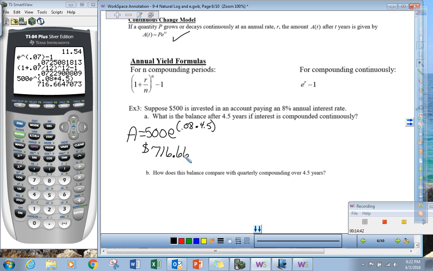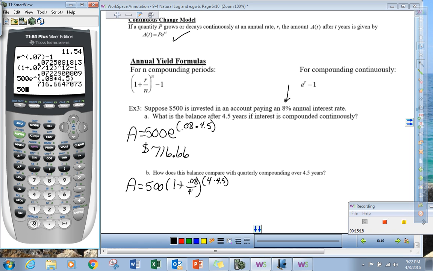The sad thing right now in today's market, there's nothing close to 8%, but we can do the math of it. Here goes part B. How does this balance compare with the quarterly compoundings over 4.5 years? So let's go use the other formula. So my amount's going to be 500 times 1 plus 0.08 divided by 4 raised to the 4 times 4.5.